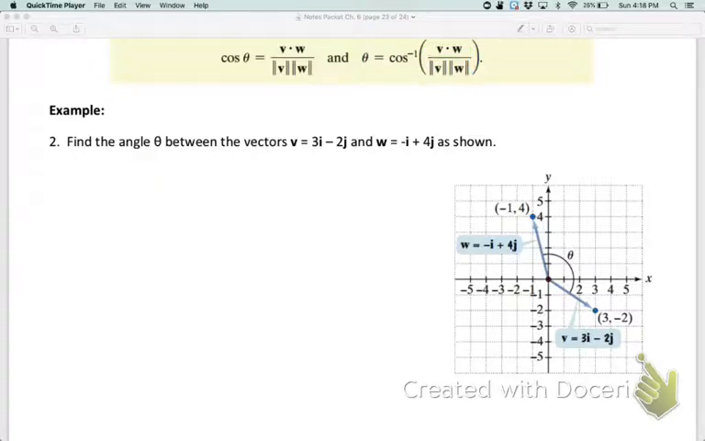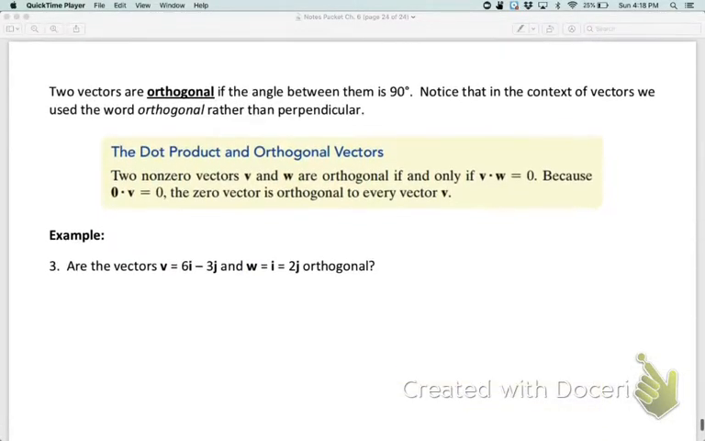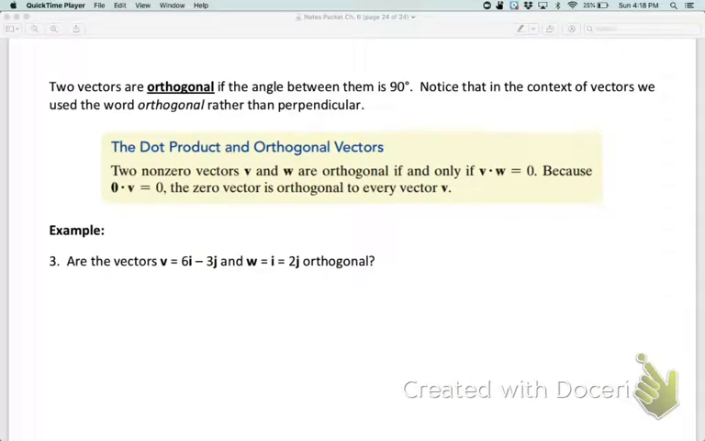The last thing that we want to look at, as I mentioned before, in the application of torque, the optimum torque is going to be when the angle between the force and the wrench or the gear or whatever it might be that you're working on is 90 degrees. In terms of vectors, that is called vectors that are orthogonal, okay? Two vectors are orthogonal if the angle between them is 90 degrees. In the context of vectors, we don't use the word perpendicular. Orthogonal is always the word that we're going to use in this context of vectors.